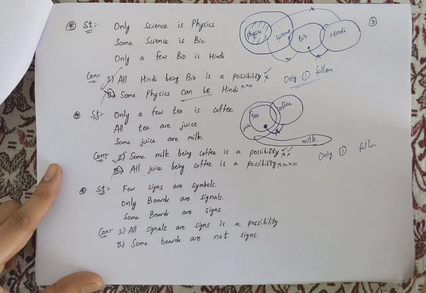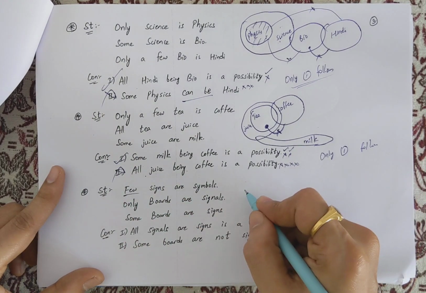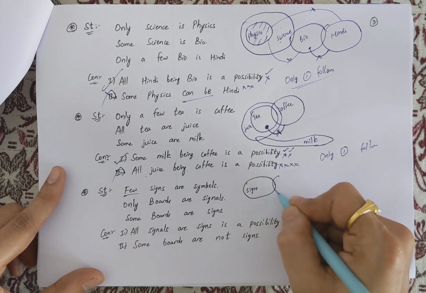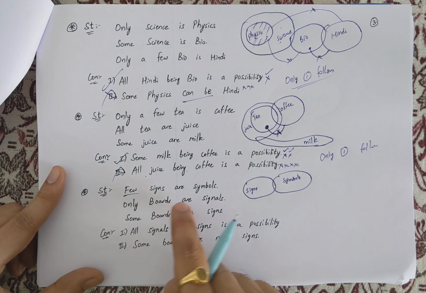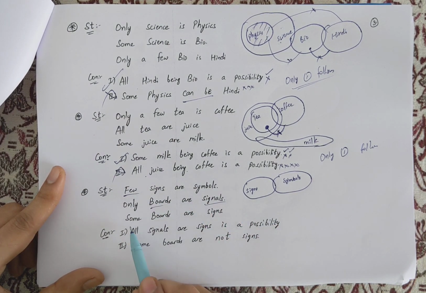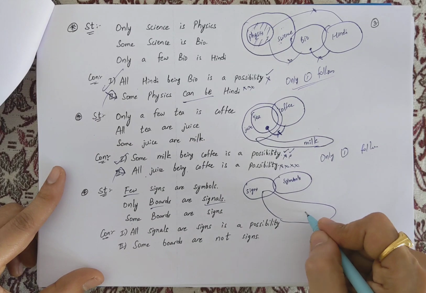Okay. Few signs are symbols. Few is nothing but some signs are symbols. Only boards are signals. There is no boards and there is no signals, so keep it aside. Check the third statement. Some boards are signs is nothing but some boards.